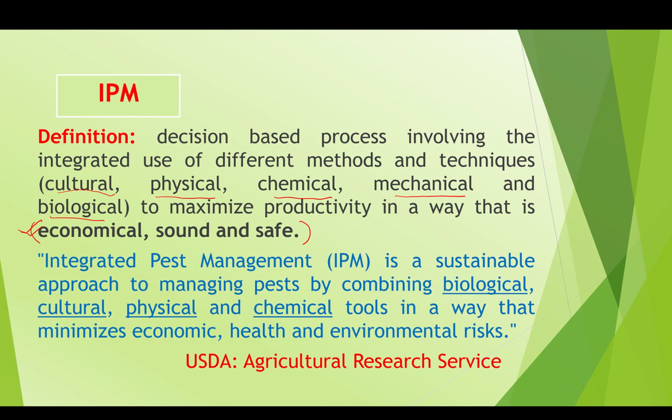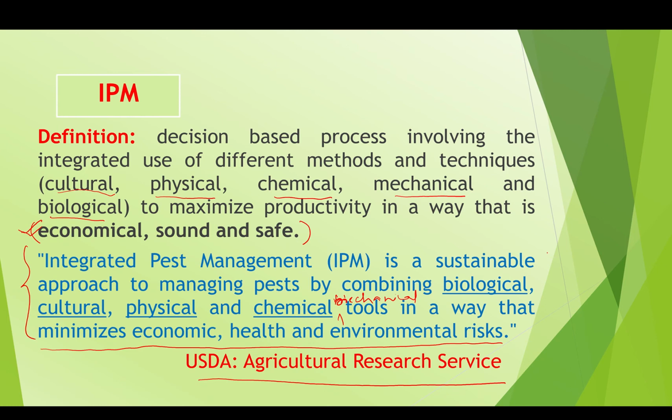So it is a sustainable approach to managing pests by combining biological, cultural, physical, chemical, and mechanical methods. Okay, so you can put here mechanical. So these 5 approaches you are going to use, and you are going to manage the pest in a sustainable manner in a way that it minimizes economic, health and environmental risk. This is the definition given by the USDA Agricultural Research Service. So you have to write as such. Okay, so you have to remember this.